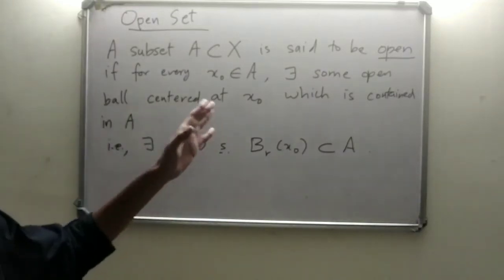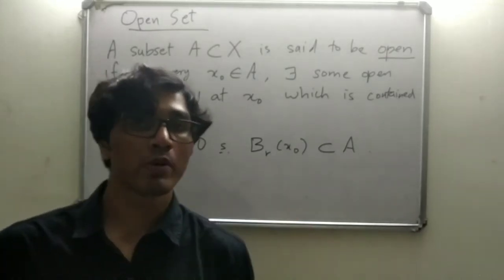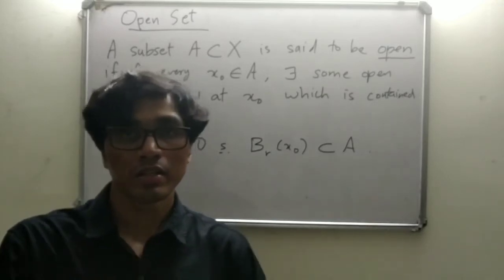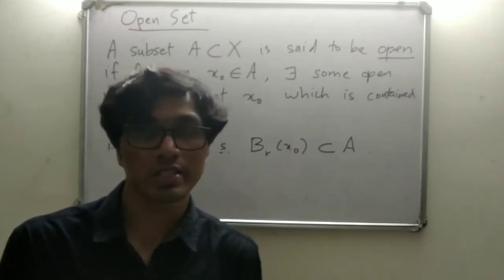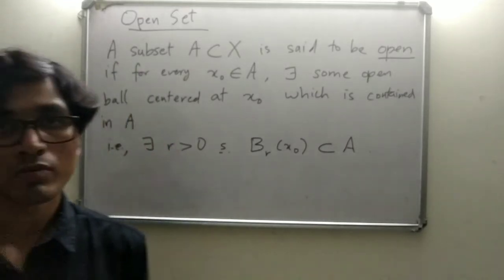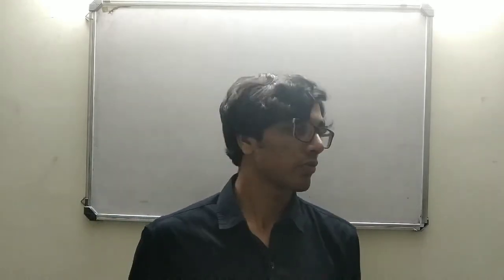So a subset A contained in X is said to be open if for every point in A there exists some open ball centered about it which is completely contained in A. Then that subset A is said to be an open set. It's said to be open in X. I hope that's clear. Now I'll give you an illustration of open balls and open sets for better clarity. So let's pass on to that.